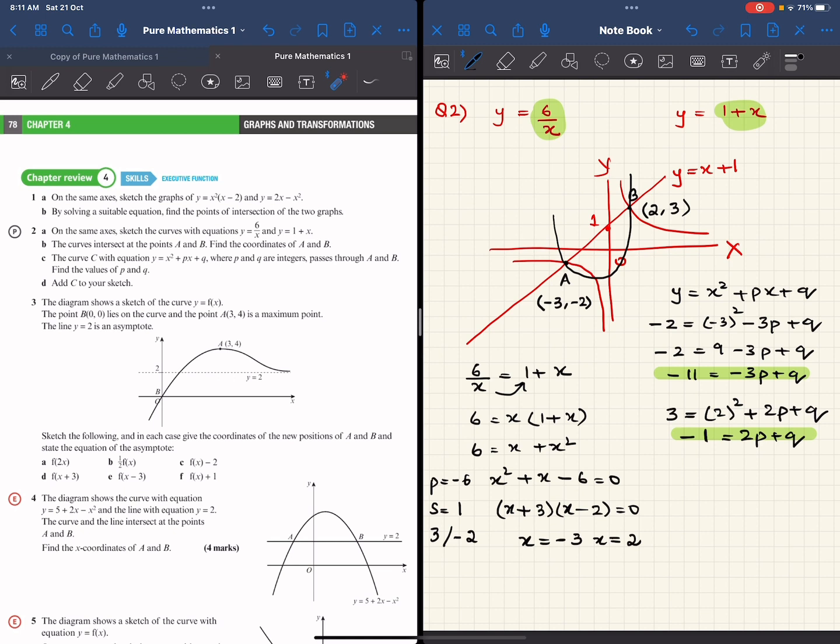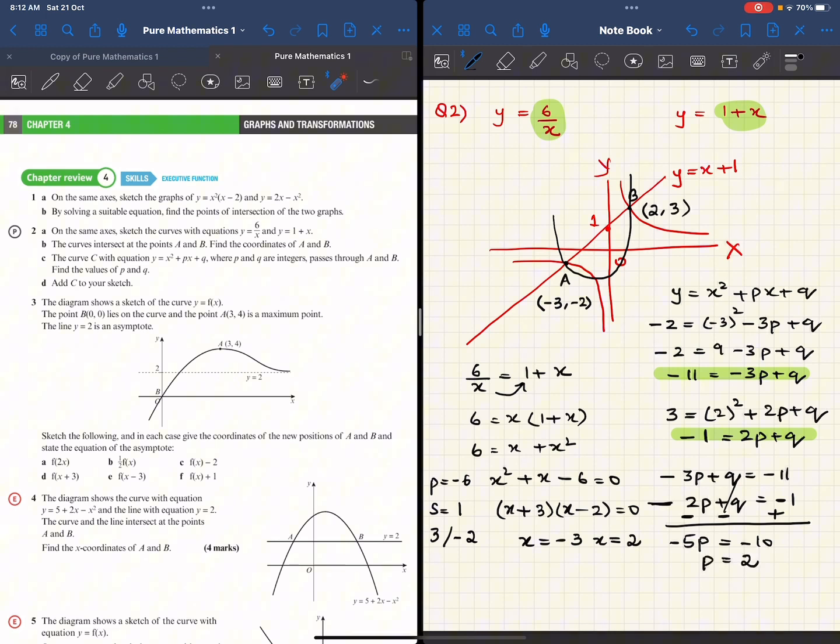So we have minus 3p plus q is equal to negative 11, and 2p plus q is equal to minus 1. We can eliminate the variable q by subtraction, so this becomes minus, and this is positive. Minus 3p minus 2p gives us minus 5p. q and negative q are eliminated. Then we have minus 11 plus 1, which is minus 10. Therefore, p is equal to 2.